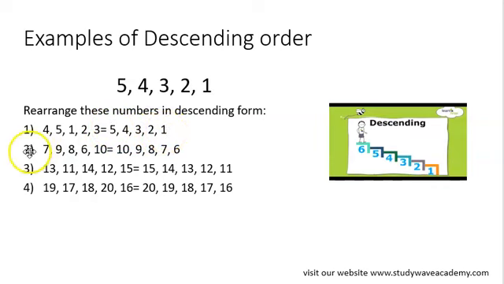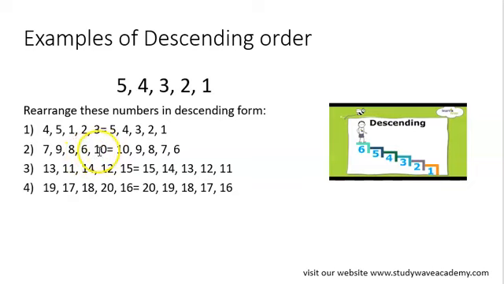Good. Number 2 says 7, 9, 8, 6, 10. We're first of all going to identify the biggest number and the smallest number. The biggest number here is 10 and the smallest number is 6. So we are going to arrange from 10 to 6.